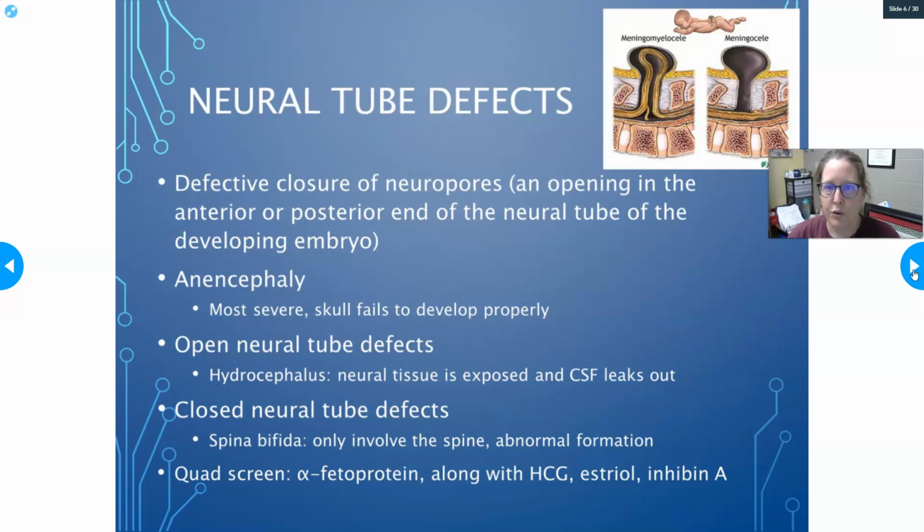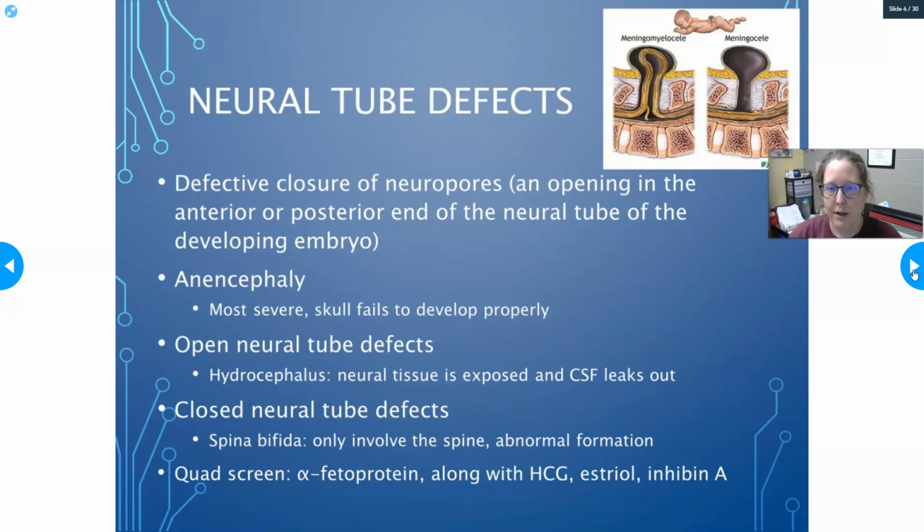So we're going to start with neural tube defects. We'll start at the beginning, if you will. These are congenital. They happen in utero, and they are defective closures of the neuropores. The neuropores are an opening in either the anterior or posterior end of the neural tube of the developing embryo.